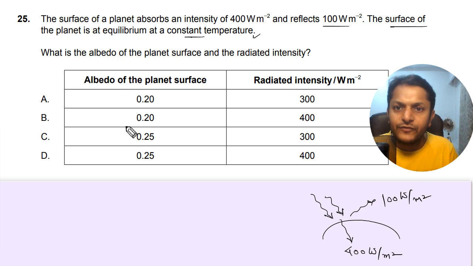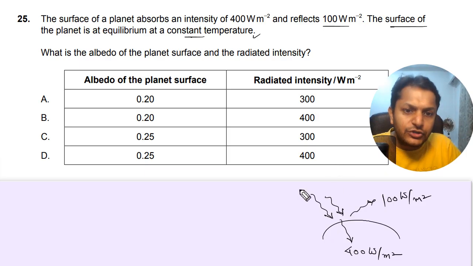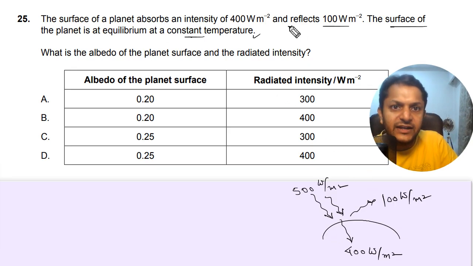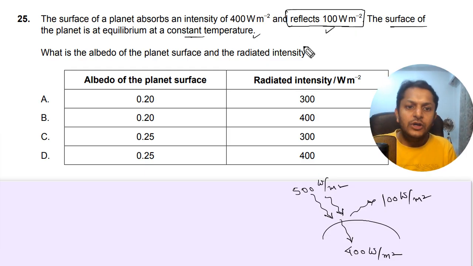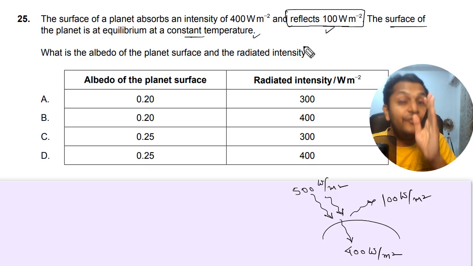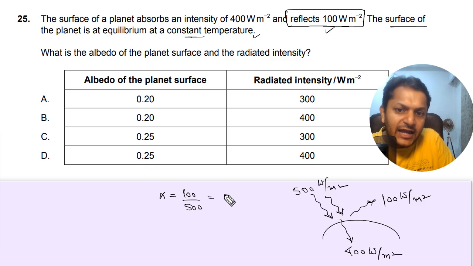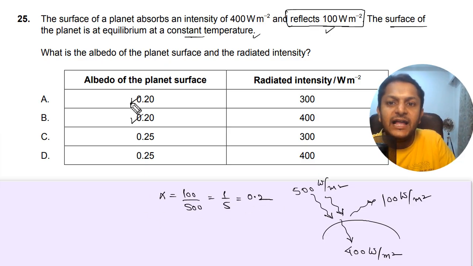What is the albedo of the planet's surface and the radiated intensity? Of course, the total energy that is coming will be 500 watt per meter square according to this. 400 is absorbed and 100 is reflected. That is clearly given here. That 100 is reflected. Reflection is the albedo. So it's 100 divided by 500. Be very careful. So albedo will be 100 divided by 500, and it becomes 1 by 5, that is 0.2. That is the albedo of the planet.